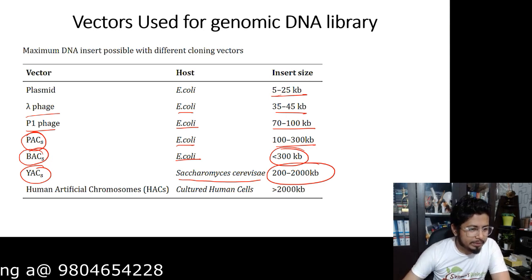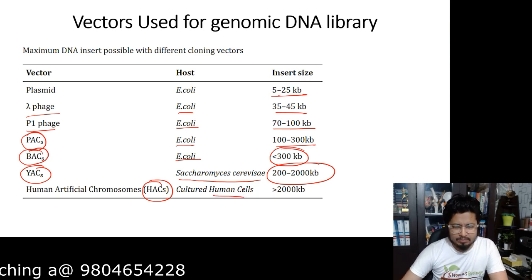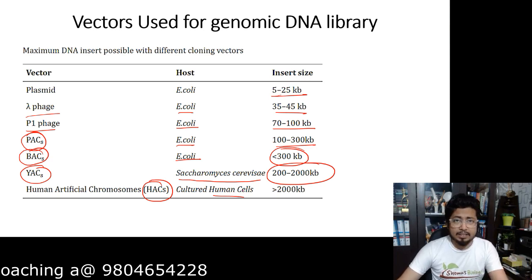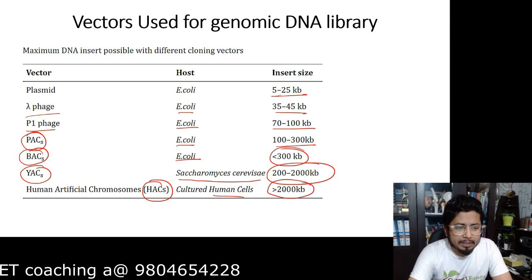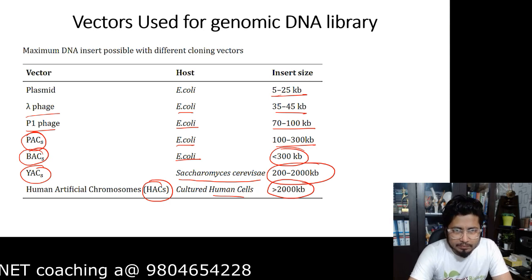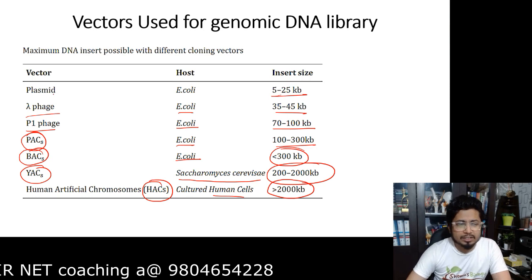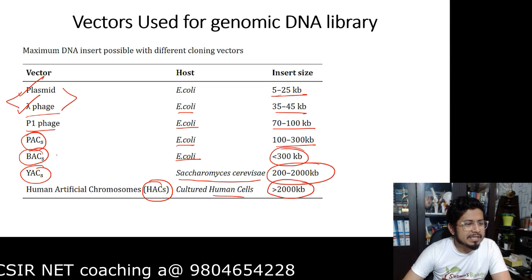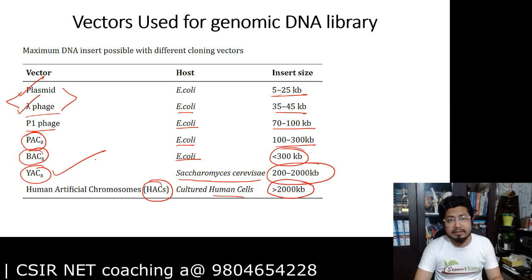Another is the human artificial chromosome, or HAC. The host is a human cultured cell, which is difficult to maintain. Constructing the whole genome library with the human artificial chromosome is more difficult, more laborious. But it can carry a huge length of DNA, more than 2000 kilobases, but it is not used. The generally used vectors for construction of a genomic DNA library are plasmid and lambda phage. These two are widely used, and we also use yeast artificial chromosome for a moderate to lengthy sequence to be cloned.